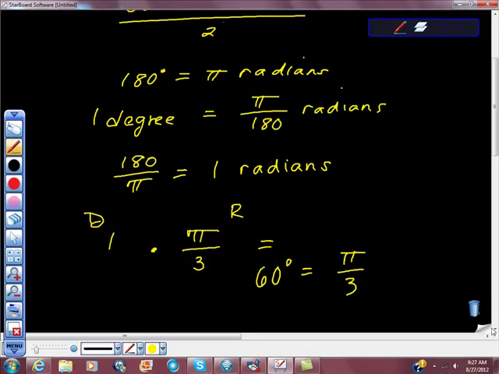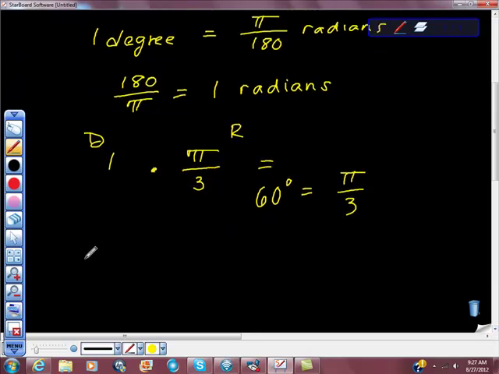Let's do just a couple more so you can get the idea of this. Take 150 degrees. What would you do here? 150 degrees times, exactly, pi over 180. 150 over 180 is 5 pi over 6, right? Because 30 goes into 150 5 times and 30 goes into 180 6 times. So 5 pi over 6 radians.